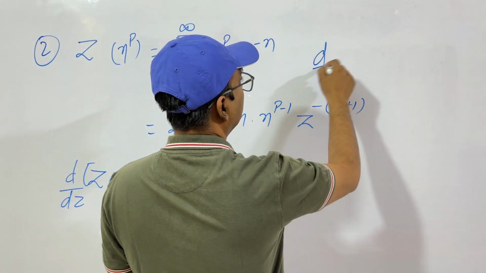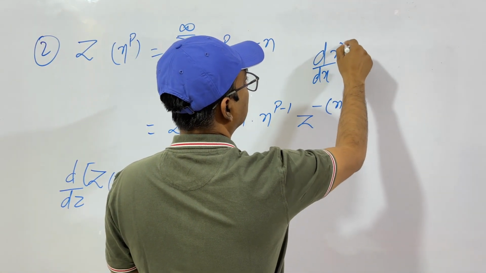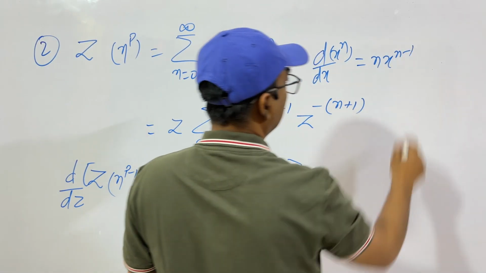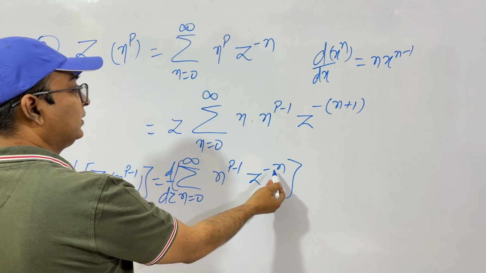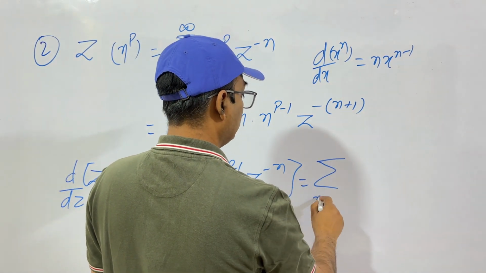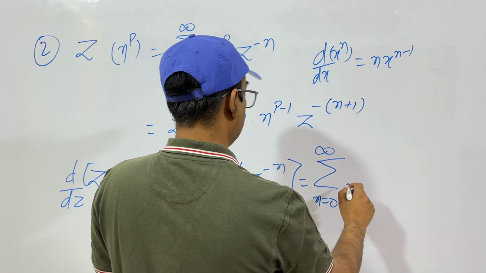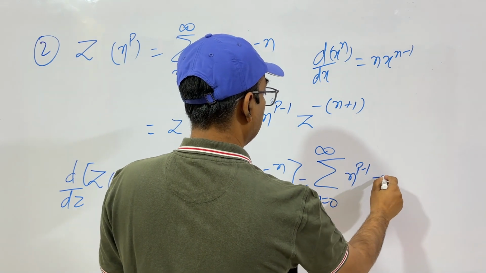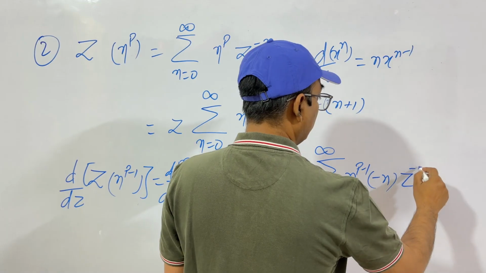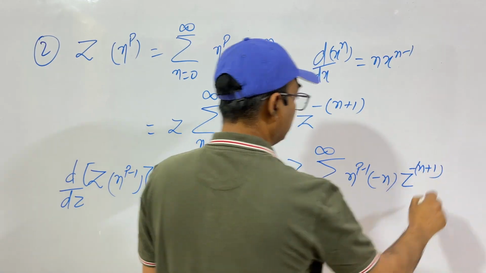Let me tell you. If we have to take d of x to the power n, what do you get? You get n x^(n-1). So similarly, you will get 1 minus n out of this. So we will get the sum from n equal to 0 to infinity of n^(p-1), times (1 minus n), and then z^(-n-1). So you can write it like this.